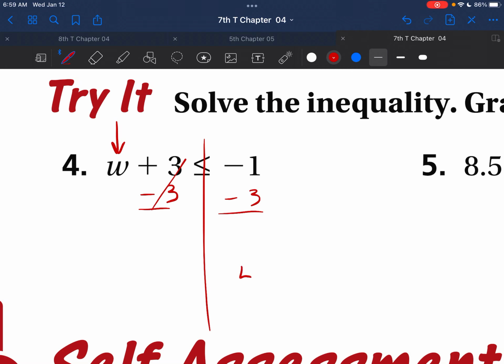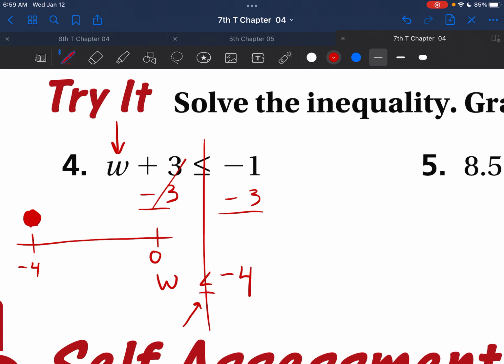3 plus 1 is 4. They're both negative. Drop this down. We now have W is less than or equal to negative 4. Don't forget to graph this. Here is our 0. Here is negative 4. Is this open circle or closed circle? Because we have an equal sign, it is going to be a closed circle.